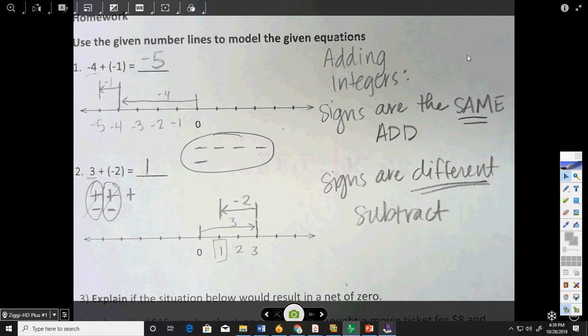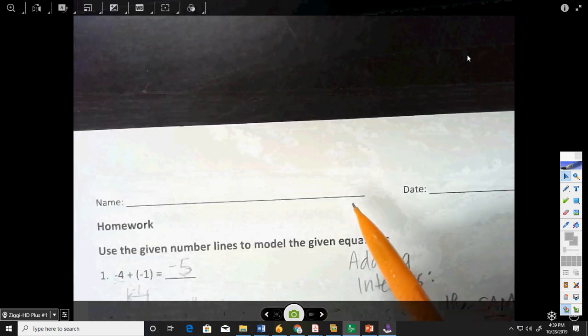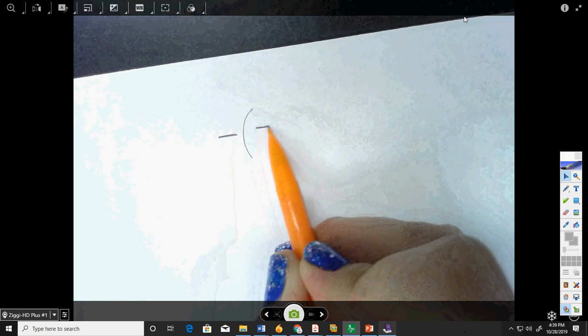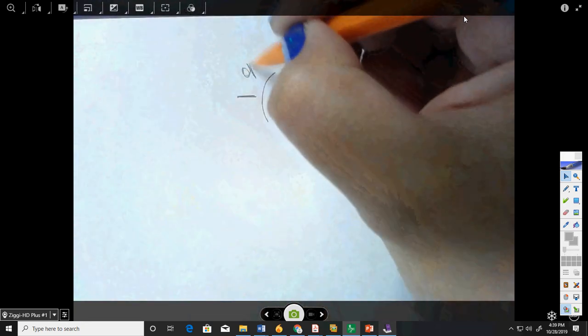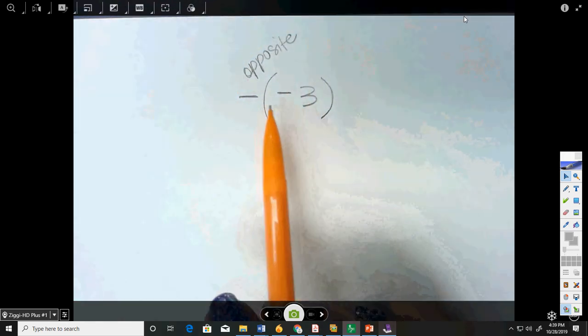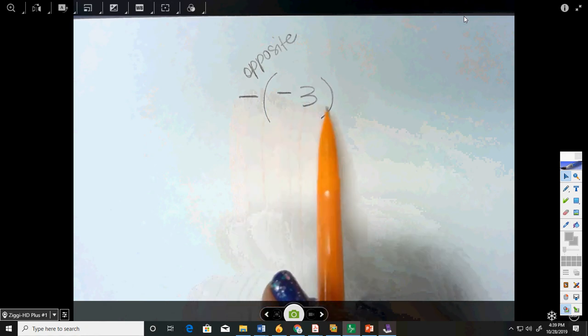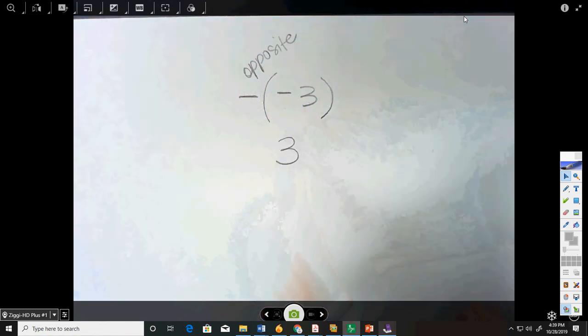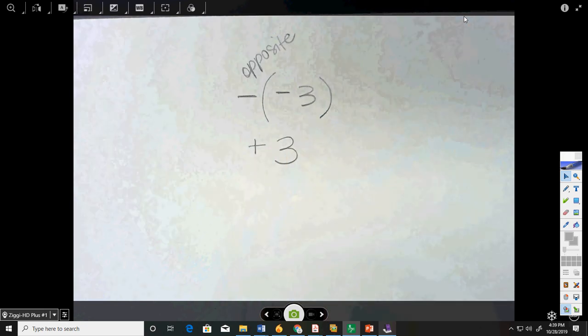What kind of threw us for a loop last week was when we threw in the subtraction of integers, and here's how I explained it to the kids. I'm just going to come up here to the top of this paper. So the kids know that if I had a negative outside of any number, and I'm just going to do -3, the negative means the opposite of. So if I gave them this expression, they would know that this says the opposite of -3, which is a +3. And we could put a positive sign if we wanted to.